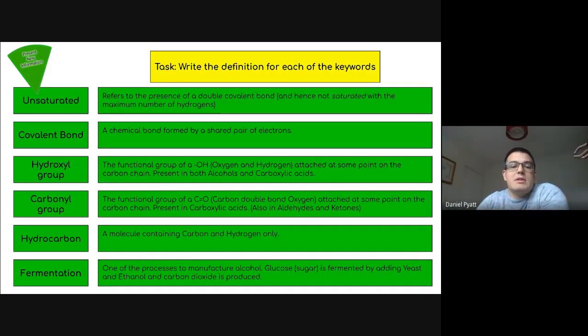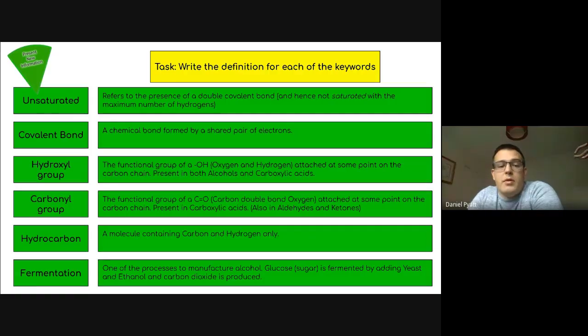Covalent bond, the key phrase that you must have for this one, because this is a very common exam question, like what is a covalent bond, is you must have the phrase shared pair of electrons. Okay, remember covalent bonds are about sharing. Ionic bonds are about one losing and one gaining electrons, but covalent bonds is all about sharing. Hydroxyl group is the OH. It's the oxygen and hydrogen that's attached at any point on the carbon chain, and we have seen those so far in alcohols and carboxylic acids.